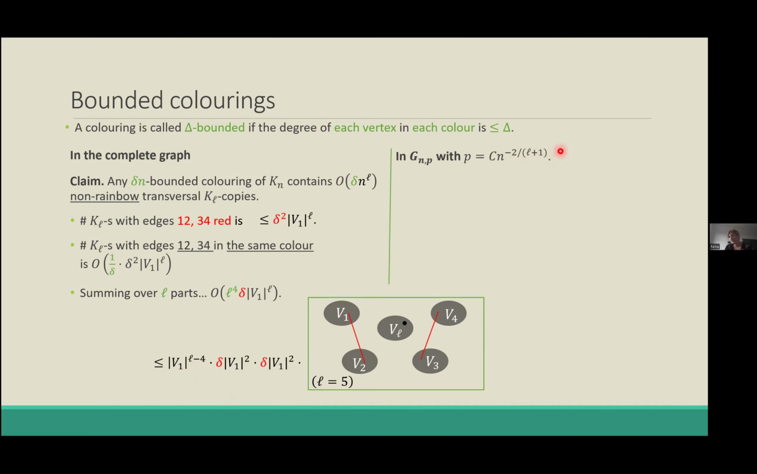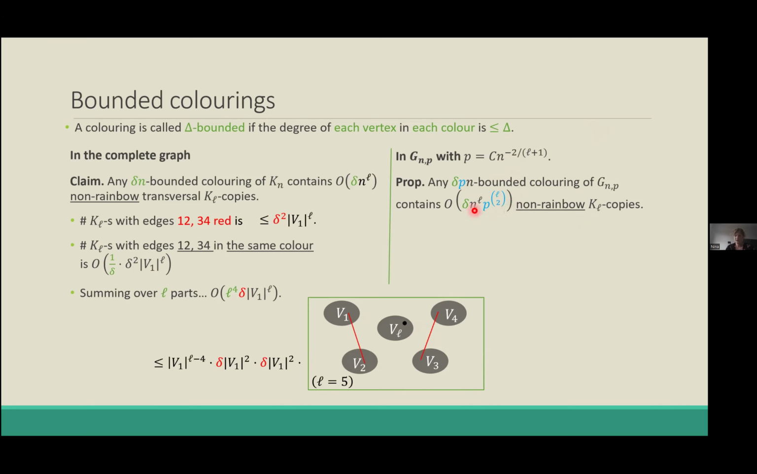So, well, the P will always be roughly at our threshold. So for now, this is not very important. So now what we'd like to show is that a delta Pn bounded coloring, so this is again at most delta proportion of edges in each color around the vertex, contains at most a delta proportion of non-rainbow KL copies. And notice this factor of P to the L choose 2 now, because the expected number of KL copies in this configuration is roughly N to the L, P to the L choose 2.